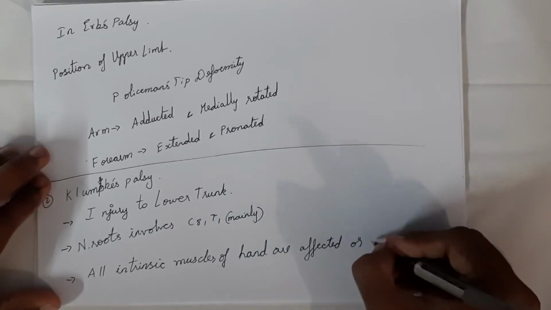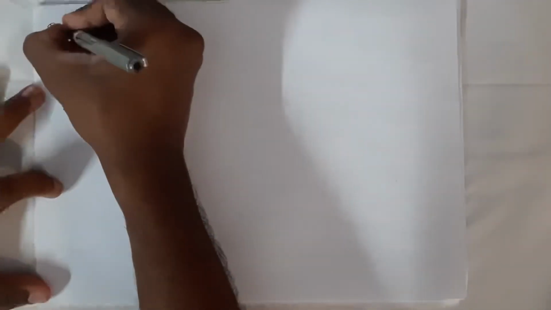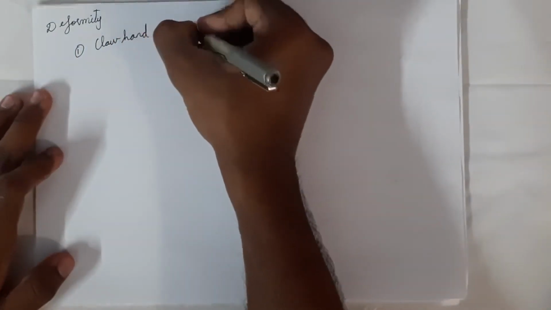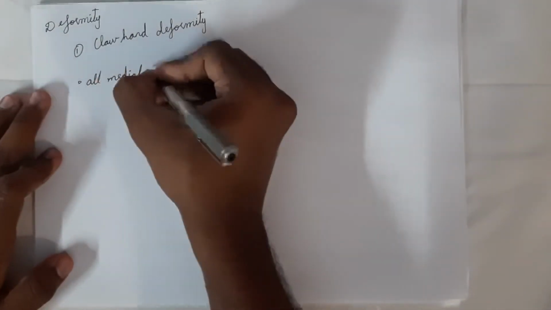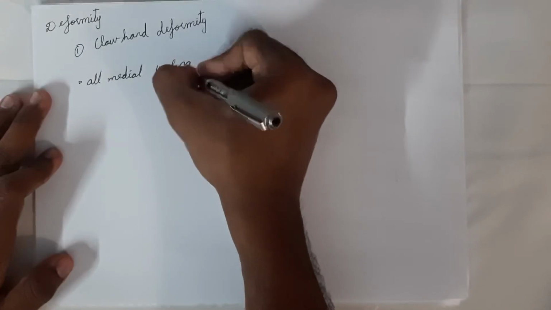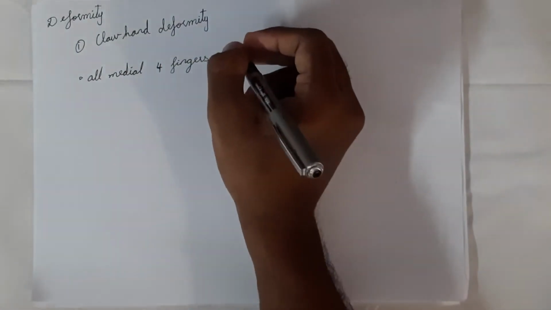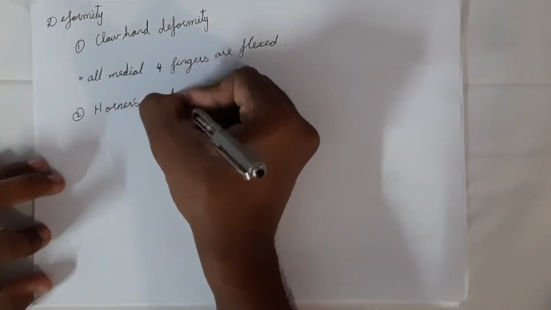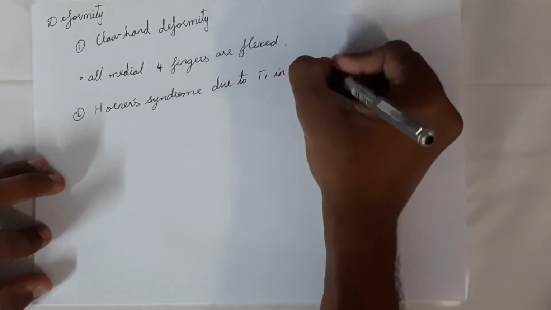Okay, and now we go to the deformity part of Klumpke's paralysis. So first one will be claw hand deformity, in which all the medial fingers are flexed. We also have the Horner syndrome, which is due to the involvement of the T1 nerve root.